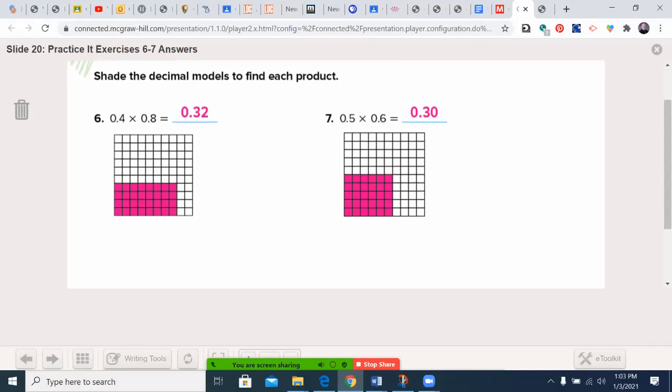Welcome back. Let's check out our answers. We went 4 up and 8 over, and that gave us 32 squares. 4 times 8 is 32. And there are 2 decimal places, 1, 2, because it's 32 hundredths. And you got that. 0.5 times 0.6: 5 times 6 is 30. There are 30 blocks colored in, so it's 0.30, even though it's not filling a whole row.